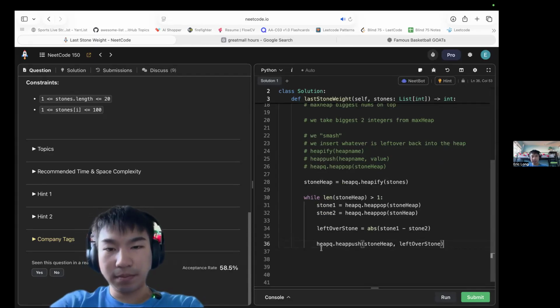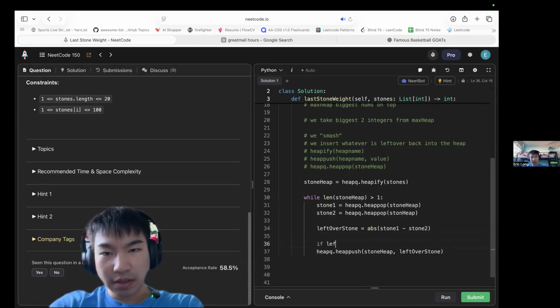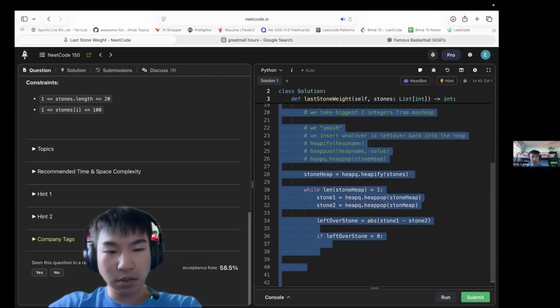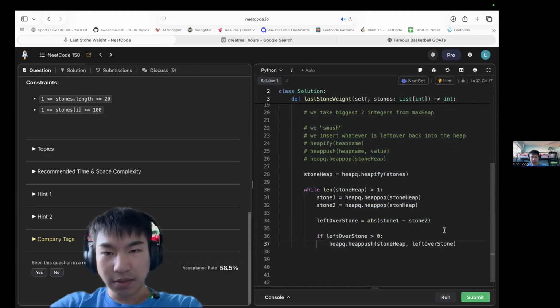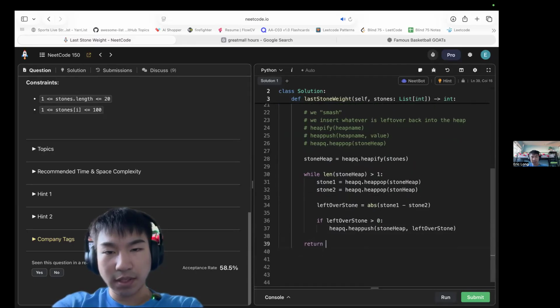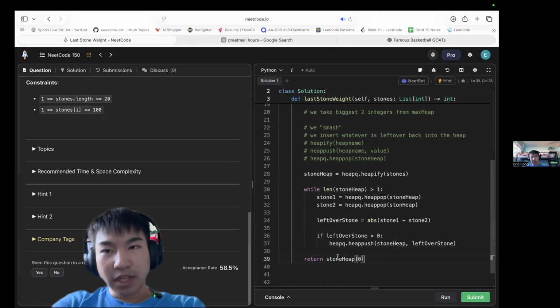Oh, but if leftover stone is greater than 0, then I'll do it, because if it's 0, there's no point of pushing 0 to the heap again. Okay, there you go. And now, after we do all of that, we're able to just return. Heap should be size 1, right? Yeah. Return the first element of the heap. So that'd be stone heap 0, and that's an integer.